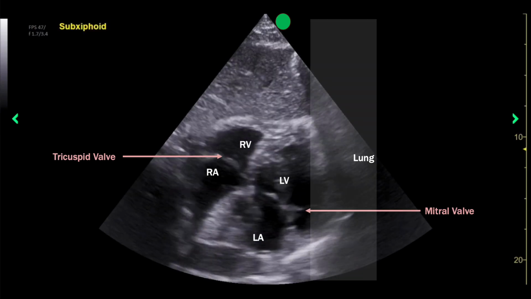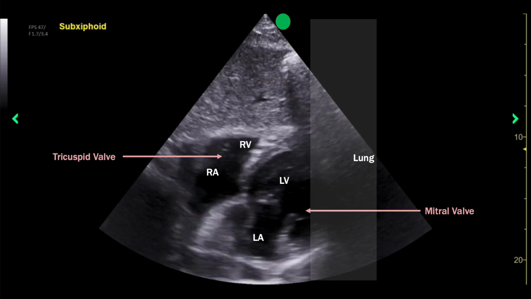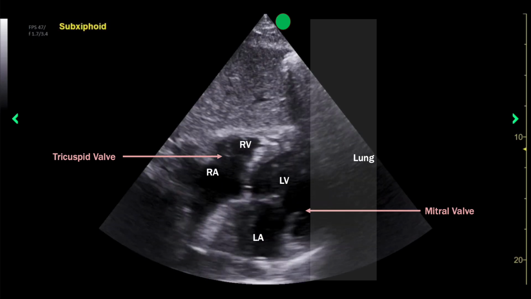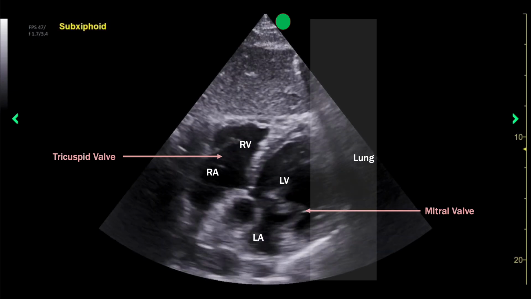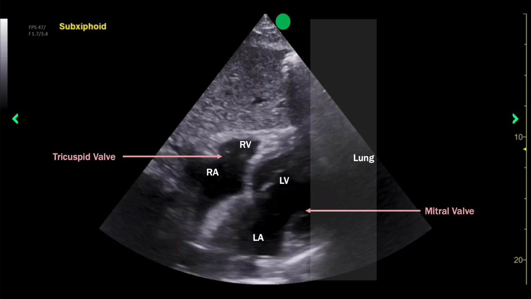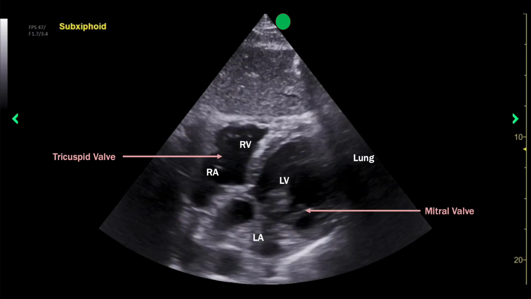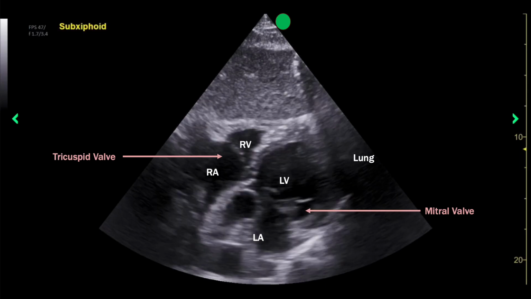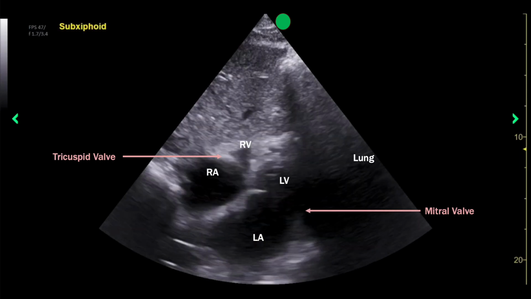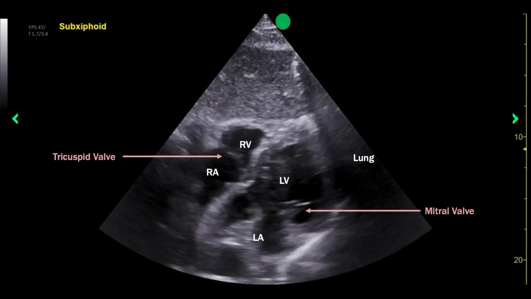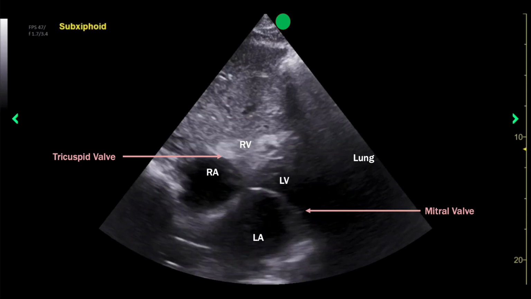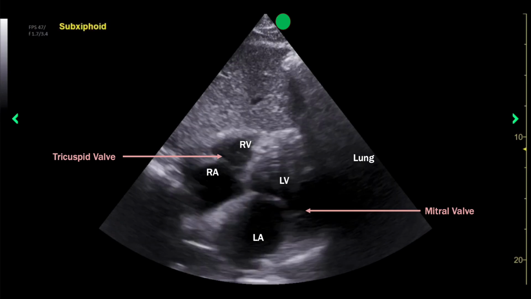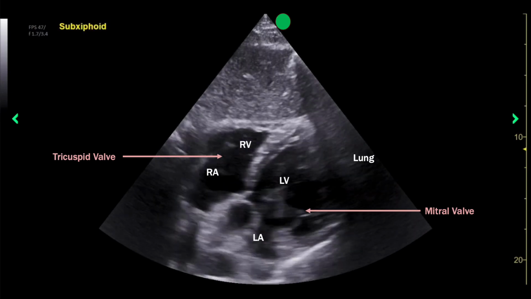Now, here you can also appreciate a little bit of lung curtain coming into view. So that's one of the troubles that we're unfortunately going to potentially run into when we're getting a subxiphoid view. So sometimes to try to get rid of this lung curtain, all you have to do is essentially slide your probe slightly towards the right side of the patient so you can use more of the liver as your acoustic window to allow those ultrasound beams to travel and hopefully get a view of that apex.